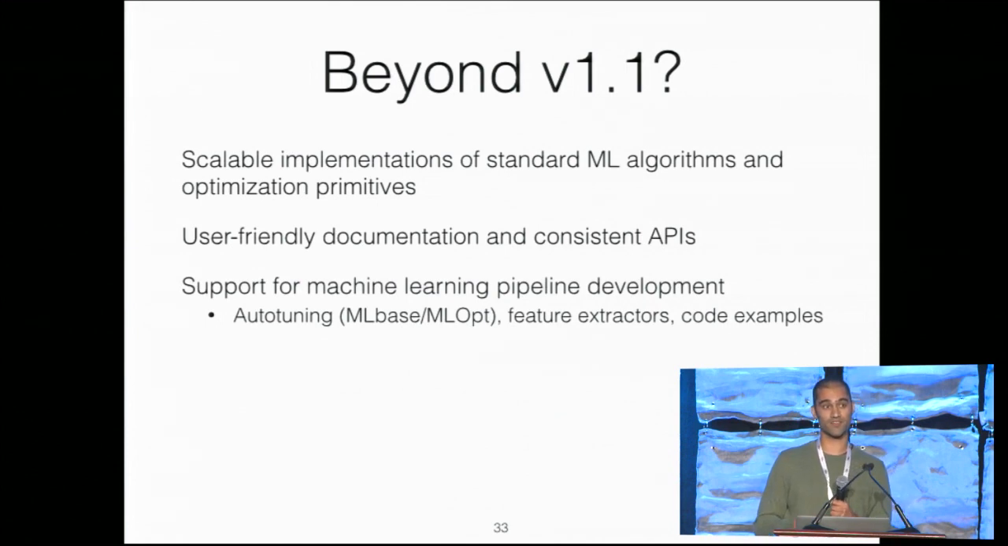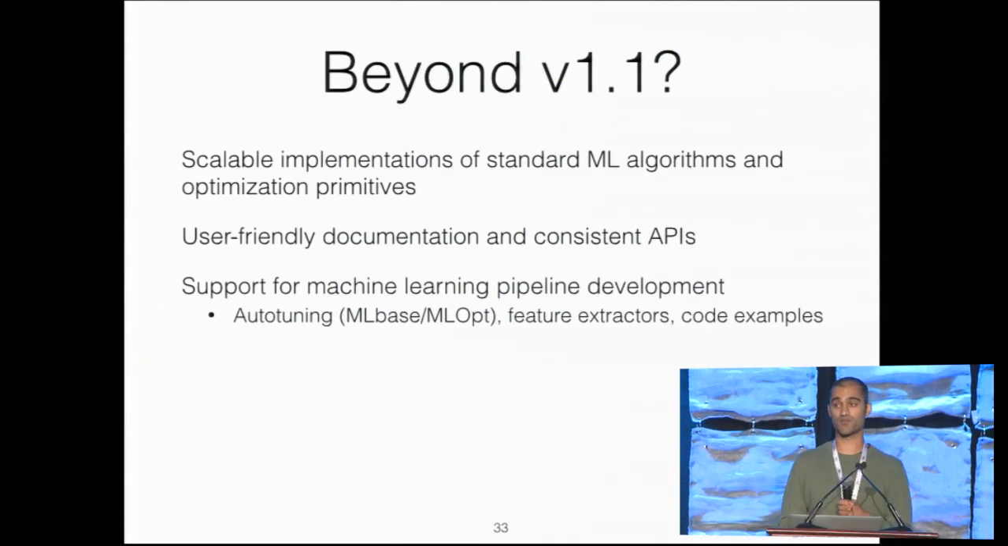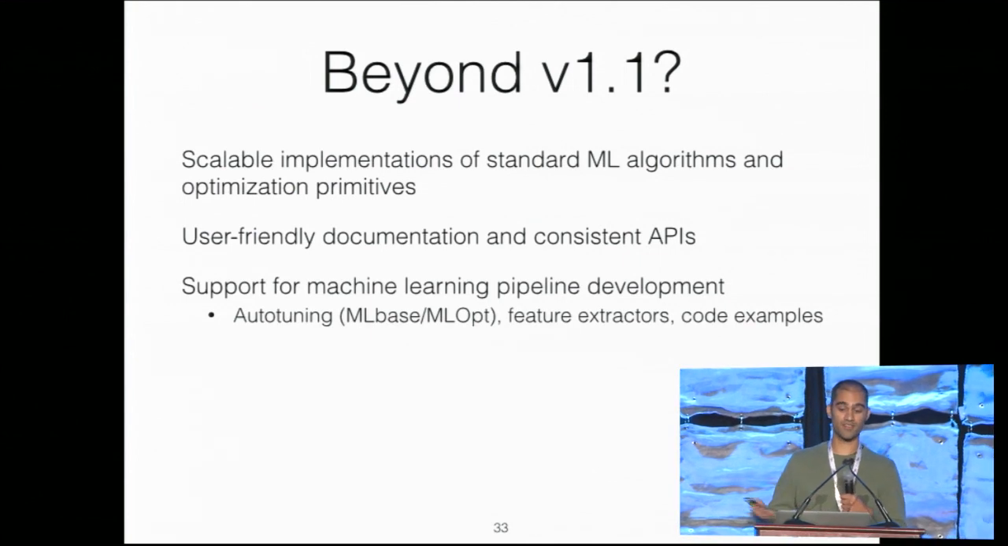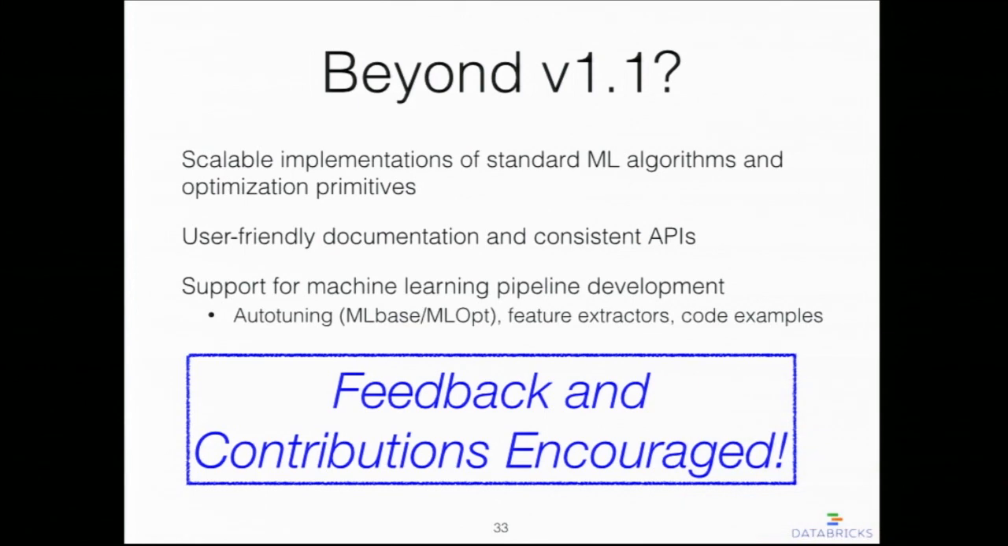Part of this is related to the MLbase project in terms of auto-tuning, but we also want to add common feature extractors for typical sorts of problems related to images or text, for instance. We also want to add additional code examples and templates that people can use, hopefully to build their own applications. But of course, these are just ideas. Feedback and contributions are encouraged, and the interests of the community are what's going to guide future functionality into MLlib. So please contribute and discuss if you're interested in adding things.